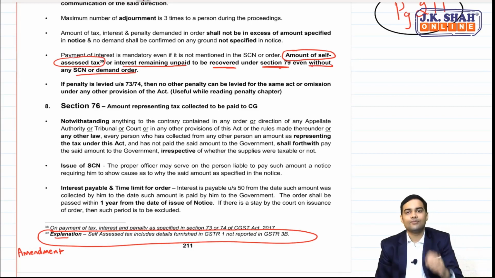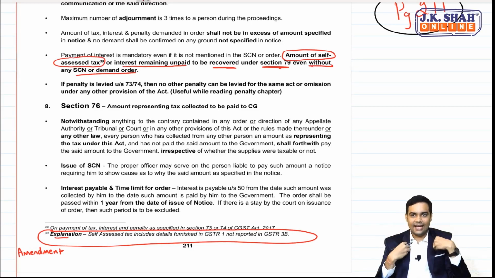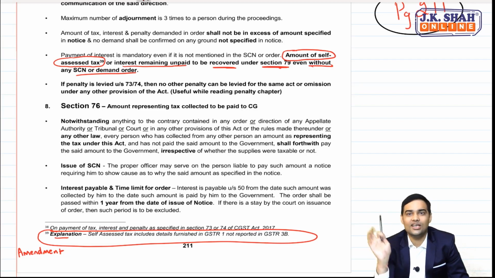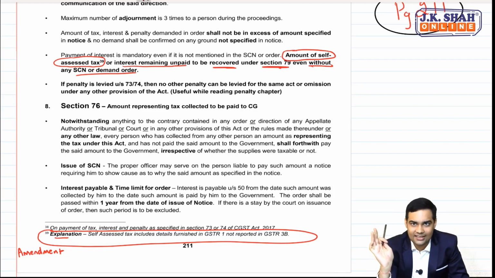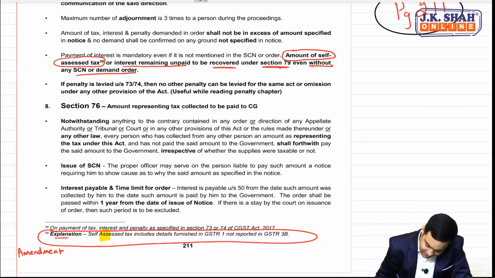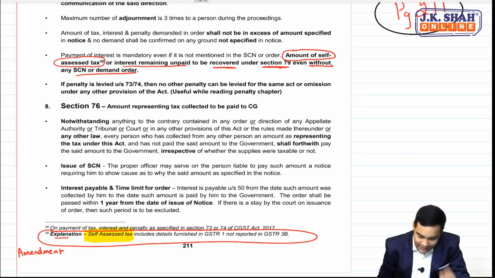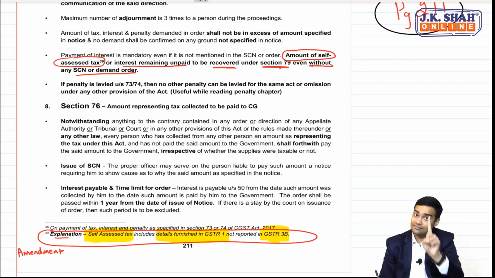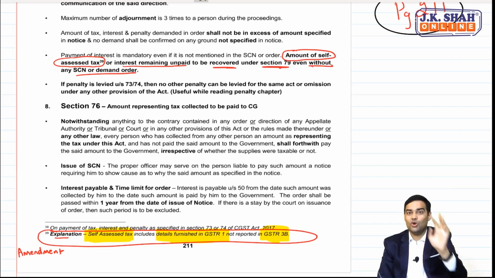What does the provision say? Self-assessed tax, the tax which you are declaring yourself, or any interest, can be recovered directly from such person without issuing show cause notice or demand order. This provision was already there. What is the amendment, sir? They have added a line as to what is self-assessed tax. Self-assessed tax includes details furnished in GSTR 1 not reported in GSTR 3B.